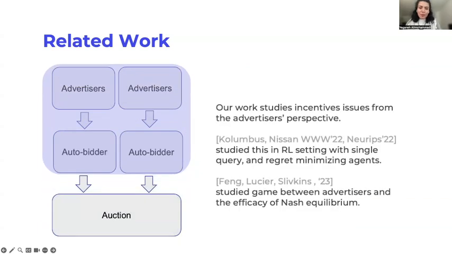And in this case, there are usually studies on the price of anarchy and the efficiency of the system. Then our paper is on a different side of these interactions. We study the interaction of the advertisers and the whole body of auto bidding. In a similar spirit, Columbus and Nissan have studied incentive compatibility in a reinforcement learning setting, where we have a single query and the agents are regret minimizing. In this case, they show that second price auction is not incentive compatible, whereas first price auction is. And in a sense, we are complementing the result by looking at a more general set of queries instead of just one query. Also, after our work, there have been other studies looking at the game between advertisers and the whole auto bidding setting.